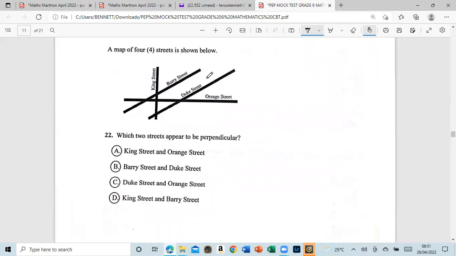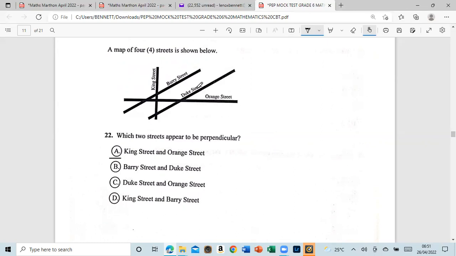A map of 4 streets is shown below. Which two streets appear to be perpendicular? So perpendicular means they meet at right angles, all right? I guess the one here, we run across with Orange Street, right? So these are Orange Street and King Street. So it would be Orange Street and King Street.